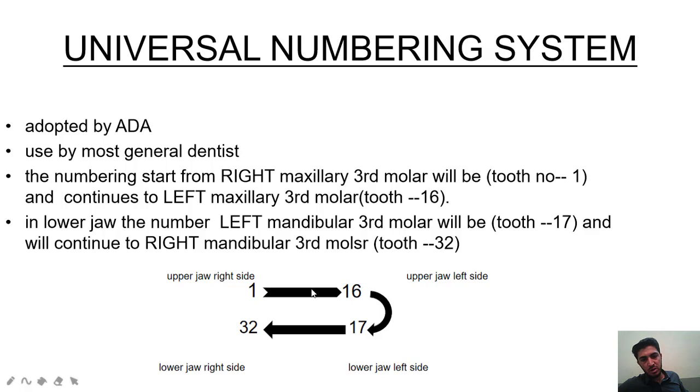So the numbering goes from 1 to 16 in the upper jaw, from 3rd molar to 3rd molar, from the right side to the left, and then drops down to the mandibular 3rd molar, number 17, and it continues, crossing the midline and coming to the mandibular 3rd molar on the right side, which will be number 32. So it is very simple. Just start from 1, complete the upper jaw, then drop down and complete the lower jaw. It is straightforward, just continuous counting.